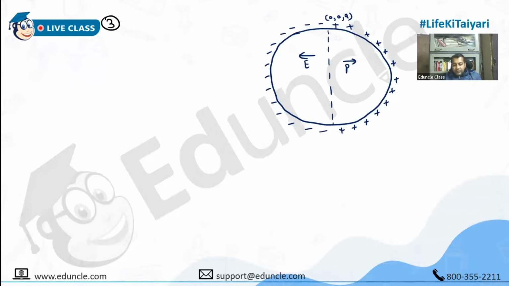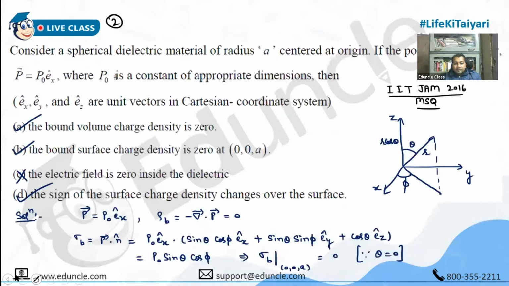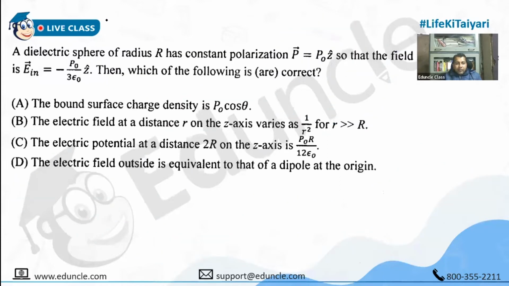Clear? Yes, sir. No need to make that diagram even. It is clear from this part also that when phi changes, cos phi will change its sign. For some of the angles it will be positive and for others it will be negative. So it means it changes its sign. Yes, Rita, very good.